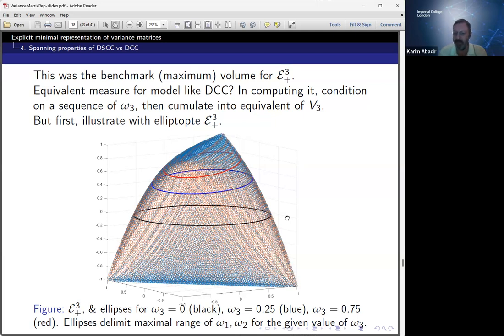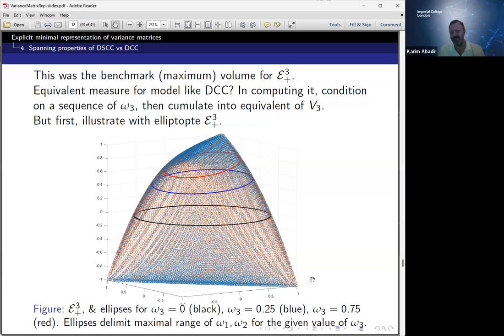The elliptope bottom half is exactly the same thing, but twisted with an ellipse pointing in a negative direction as opposed to the positive direction. The top ellipse is basically giving a positive relation between omega 1 and omega 2. The bottom ellipse is giving a negative relation between omega 1 and omega 2, because at the bottom, omega 3 is negative.